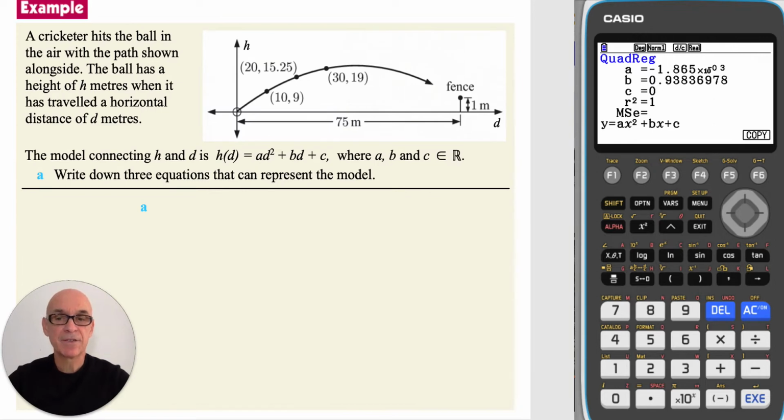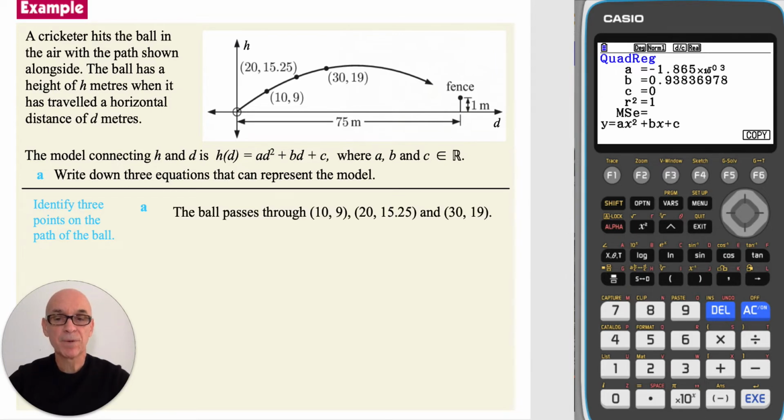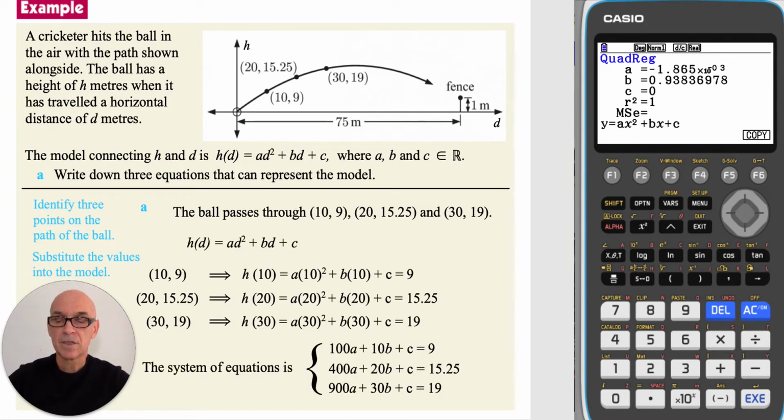In part A of this question, we're asked to write down 3 equations that can represent the model, identifying 3 points that lie on the path of the ball. So the ball passes through 10,9, 20,15.25 and 30,19. Substituting these values into the model, simplifying these equations gives the following system. And by system, I mean set.